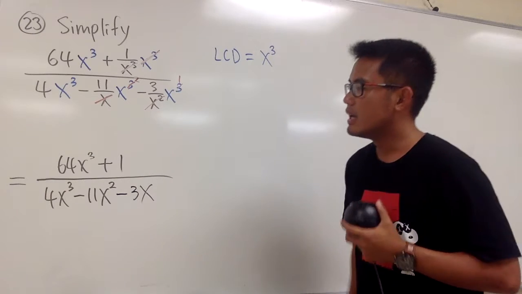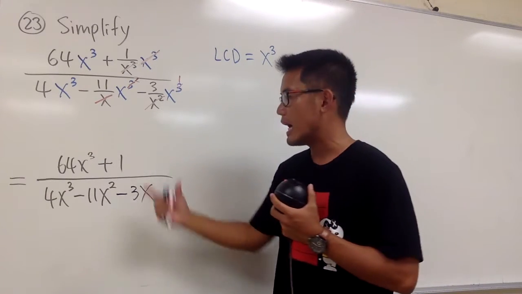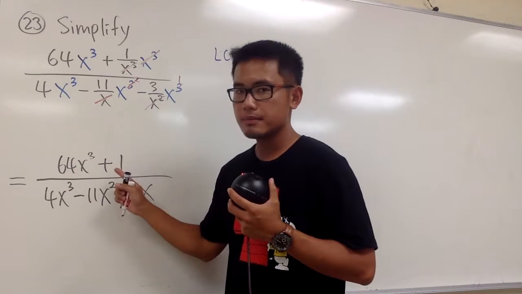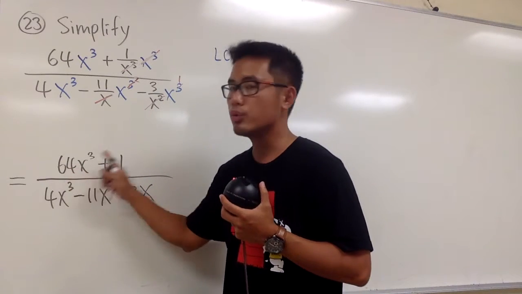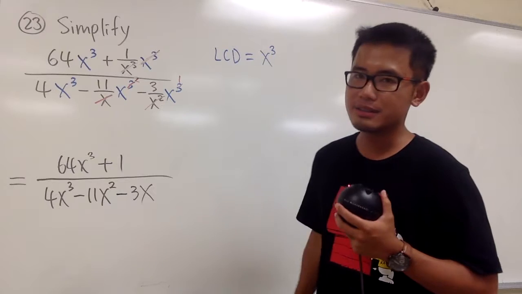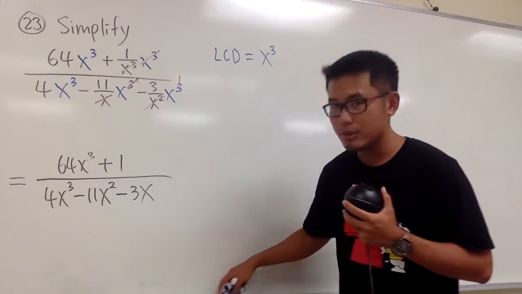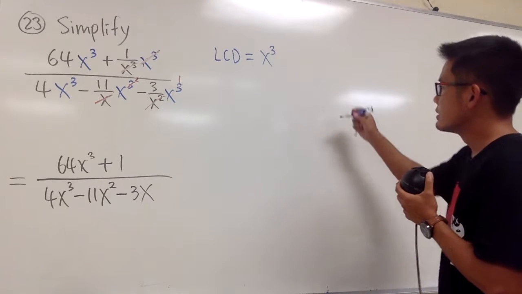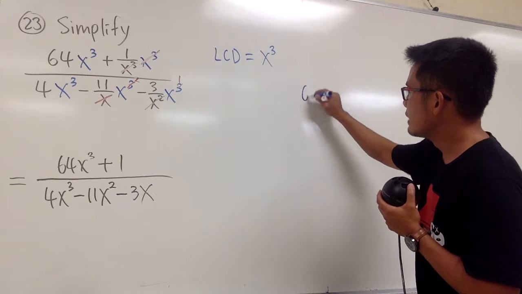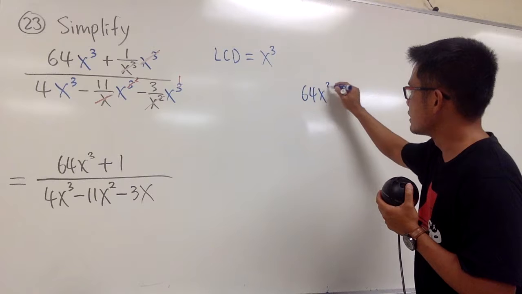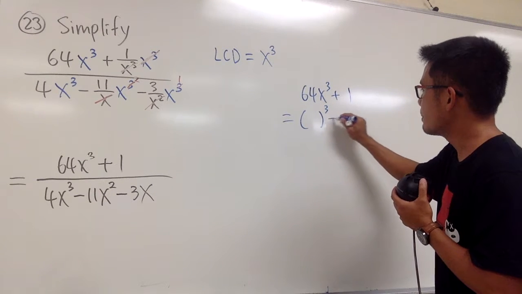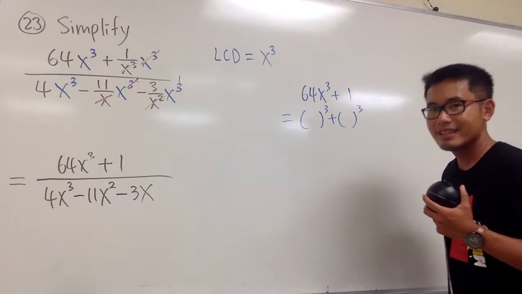This is great. And now, let's take a look at how we can simplify this. On the top, this is the sum of 2 cubes. Can we factor this? Yes, we can, right? And let me just do it on the side for you guys real quick. So, to factor that out, we have 64x to the third power plus 1. We have to look at this as something to the third power plus something to the third power.